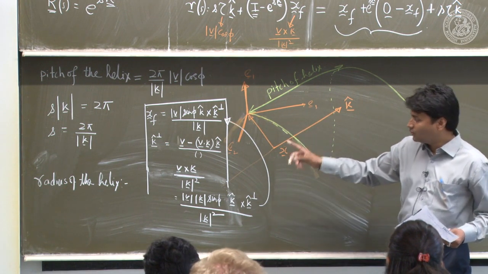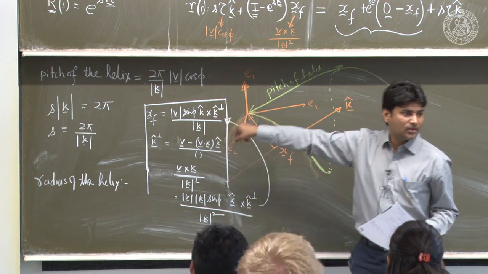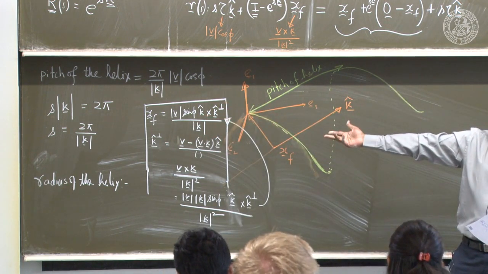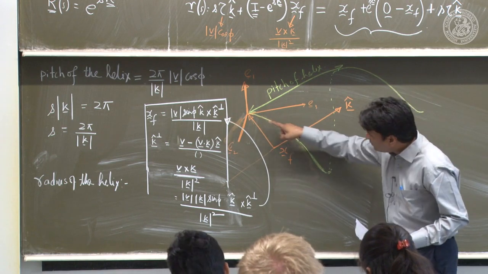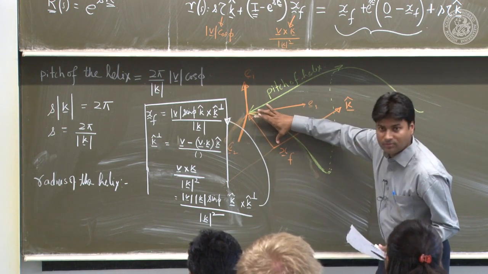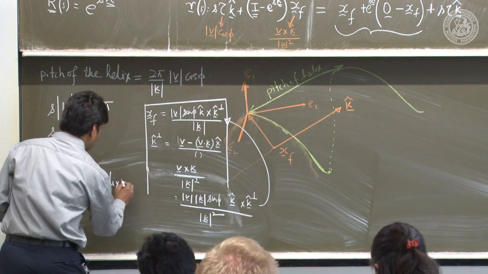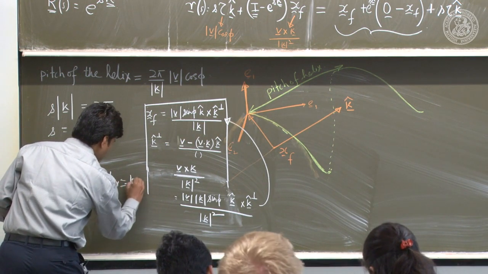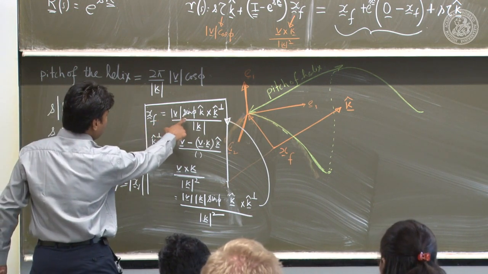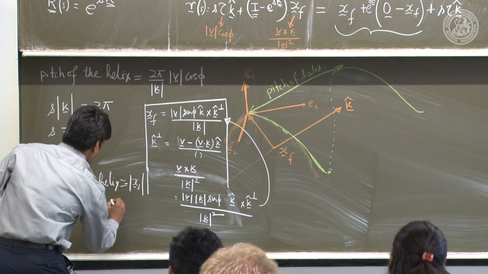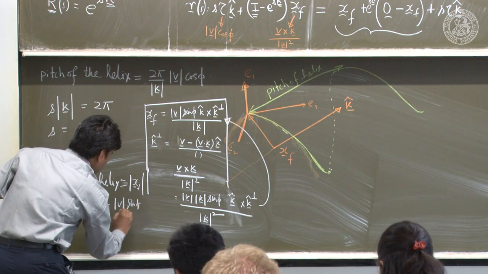But it is by definition, if you see here, XF is perpendicular to k hat. So it's perpendicular to k hat, and the center line passes through the origin. So this also becomes the radius of the helix. So radius of the helix is same as the magnitude of XF, which is V sine phi divided by k.